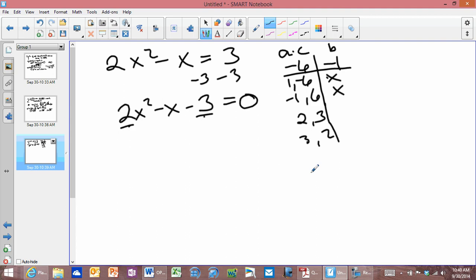And then you just have to figure out which one has to be negative. So let's do this one negative and this one negative, and you just have to decide which one is negative. You don't have to write out all your pairs. It's helpful if you cannot find the pair of numbers.